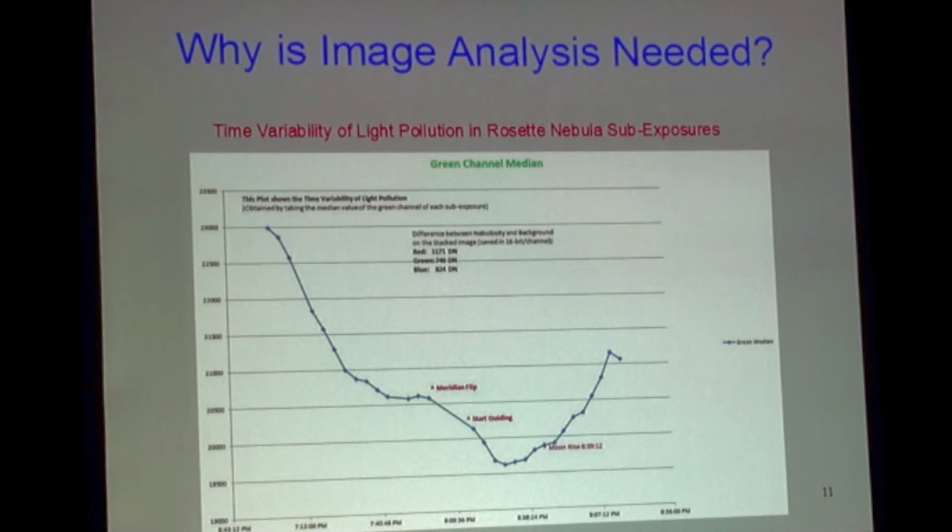But look at the scale here. The bottom is about 19,600, and the top is about, what, 23,000? And the object's 500, I estimated. If I stack all those images, no wonder I got garbage. Because I was averaging all this change of light pollution into that whole mess. So that was the clue that we had time variability that was a real problem.